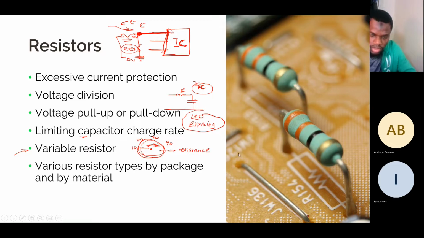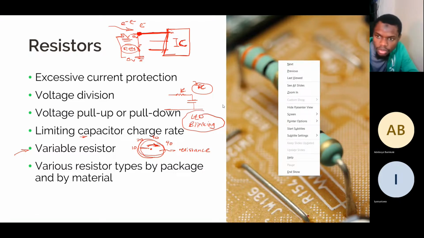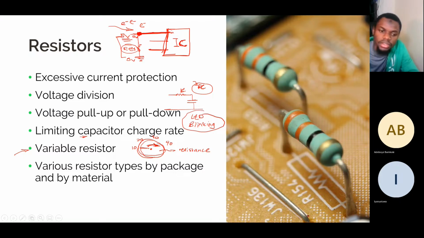And then resistors also come in different packages. The picture on the right shows one of the resistor packages that we have. This is a DIP package. These are the ones that you usually use on your breadboard, and you also use them on printed circuit boards as well.